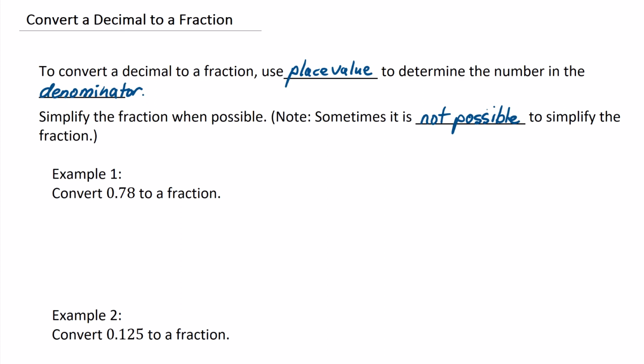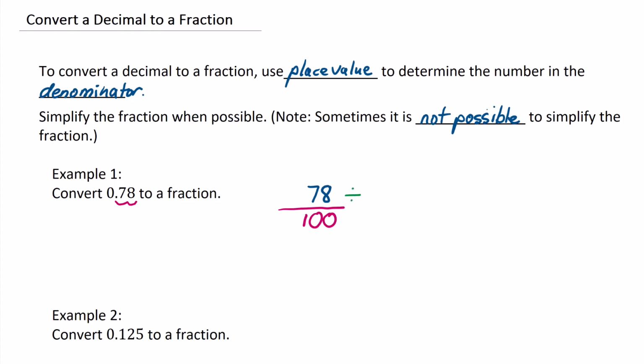In example 1, we're asked to convert 0.78 to a fraction. Because there are two place values after the decimal, or to the right of the decimal place, we put that many zeros in the denominator. In front of those two zeros, we put a 1, and then in the numerator, we put the 78. We could read this as 78 hundredths, but now we have to check to see if it reduces.